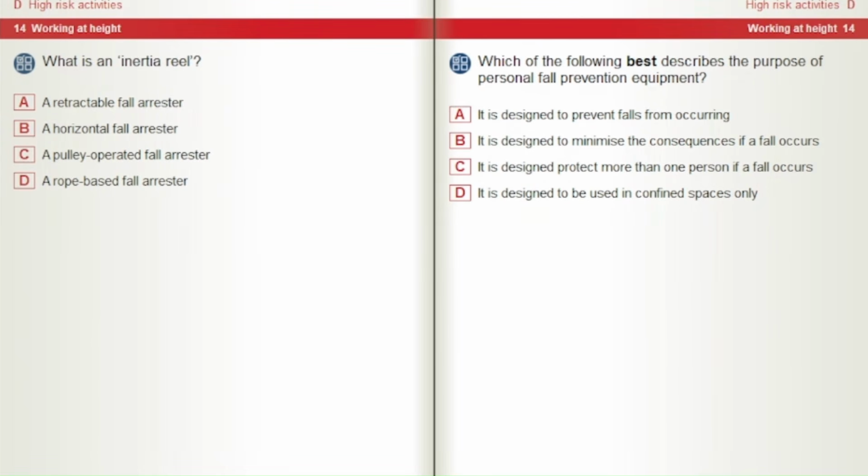What is an inertia reel? A retractable fall arrestor. A horizontal fall arrestor. A pulley-operated fall arrestor. A rope-based fall arrestor.